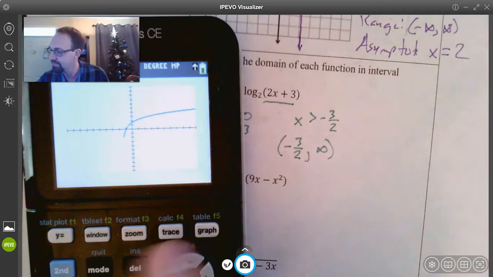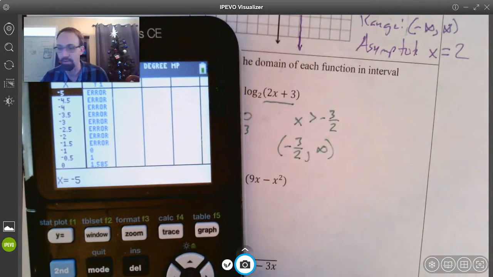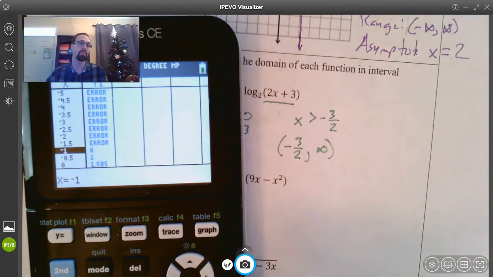it's going to say that's undefined. And then to show you this in the table, here, at negative 1.5, negative 3 halves, that's where we first see an error. But if I picked negative 1.499999999, I still get a value of x.